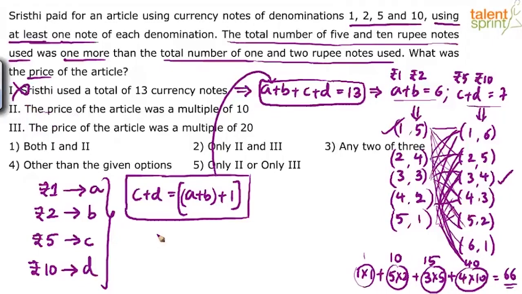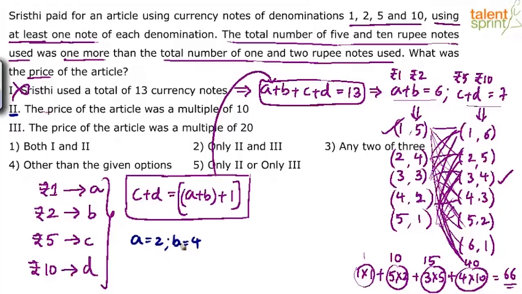Like for example, for statement 2, let me use statement 2, so I'm doing statement 2 in blue color here. So let's assume A is equal to 2, B is equal to 4. Because 2 into 1 is 2 rupees, 4 into 2 is 8 rupees.